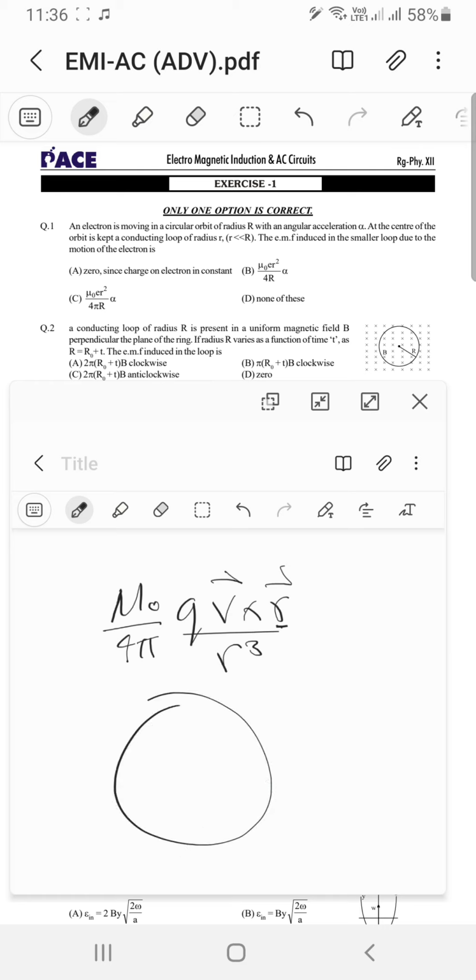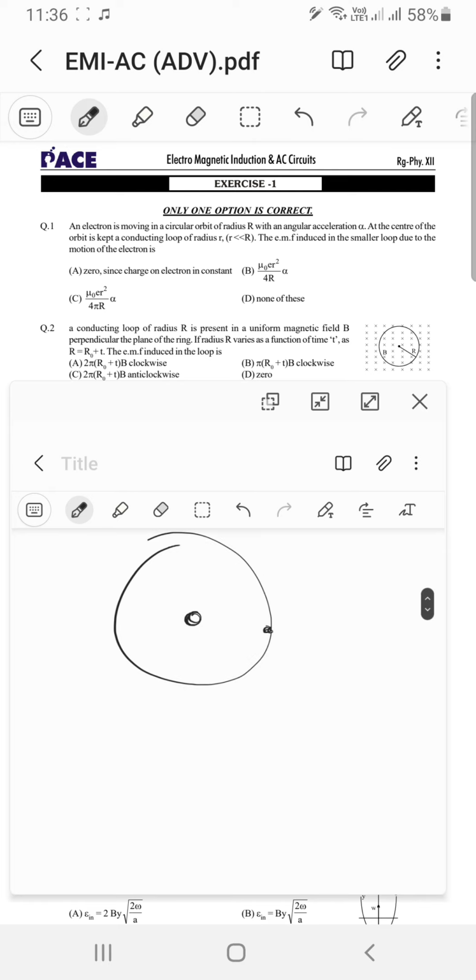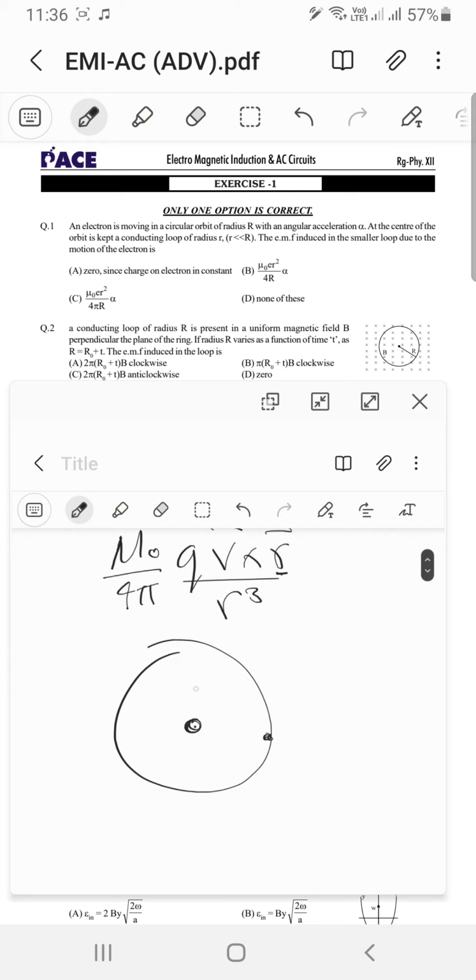It's orbiting in this orbit, and then there's a small loop like that. Since we are assuming it's small, we can think of the magnetic field through it as almost constant. So we can calculate the flux just by calculating the magnetic field at the origin, times the area of this small loop. So what's the magnetic field at the origin?